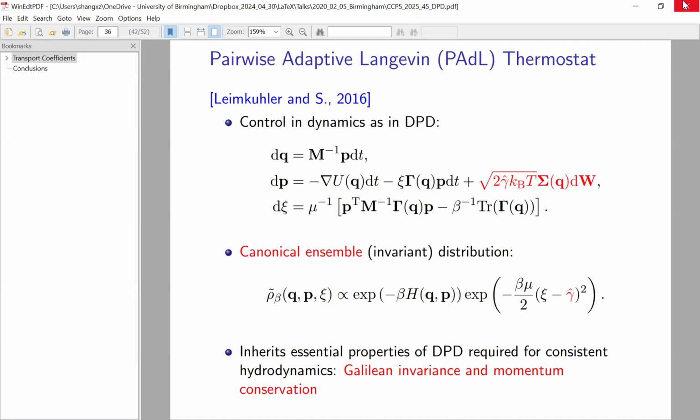And we also claim this pairwise adaptive Langevin, or adaptive DPD, inherits all the essential properties of the traditional DPD for hydrodynamics. Particularly, this adaptive DPD also has Galilean invariance, because the damping term will depend on the relative velocity rather than the absolute velocity, and it also has momentum conservation properties, which is very important for hydrodynamics.